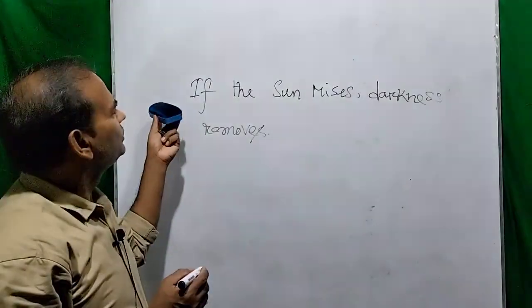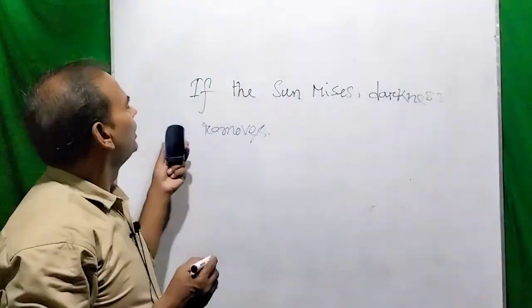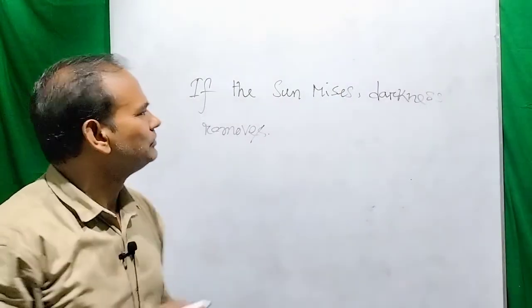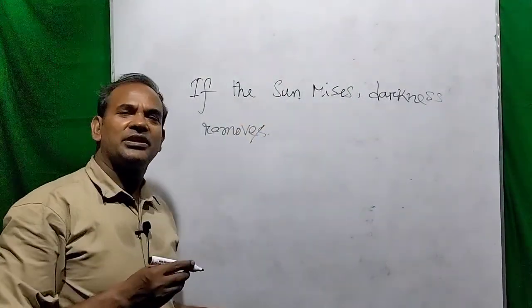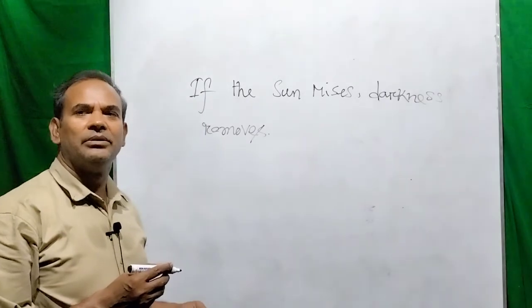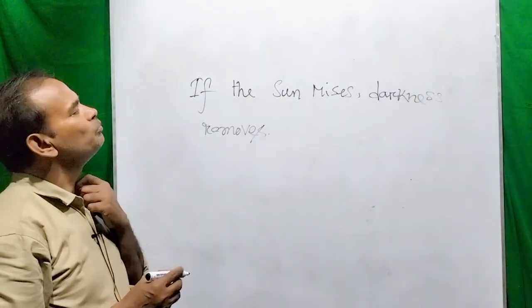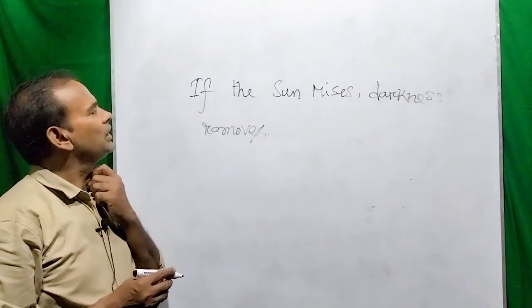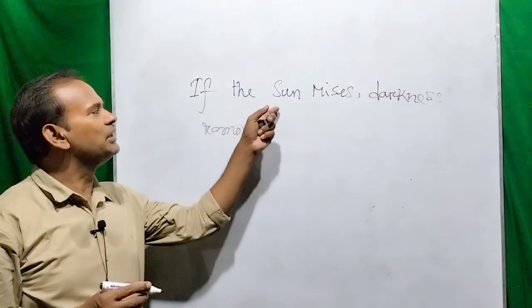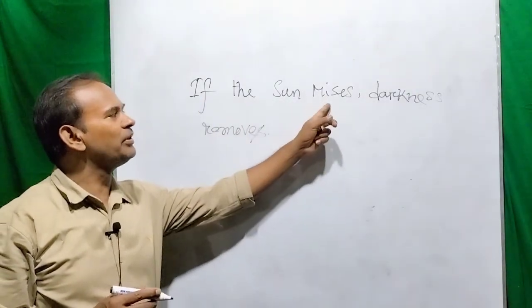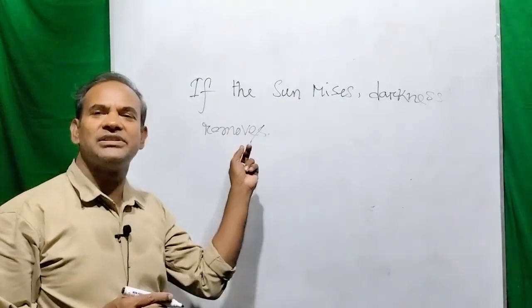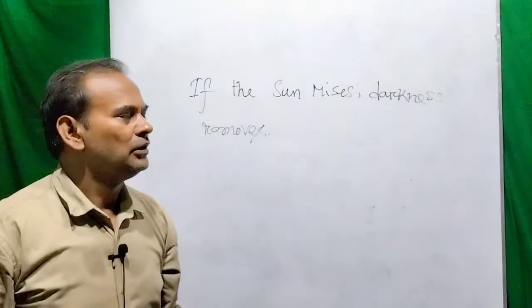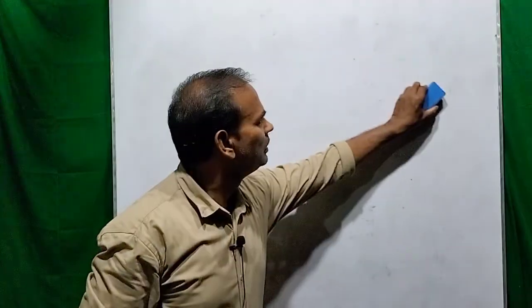So both these clauses express the natural cause or natural fact. So both of them are written in the present indefinite tense. The sun rises, present indefinite tense. Darkness removes. This is also present indefinite tense. Okay, thank you.